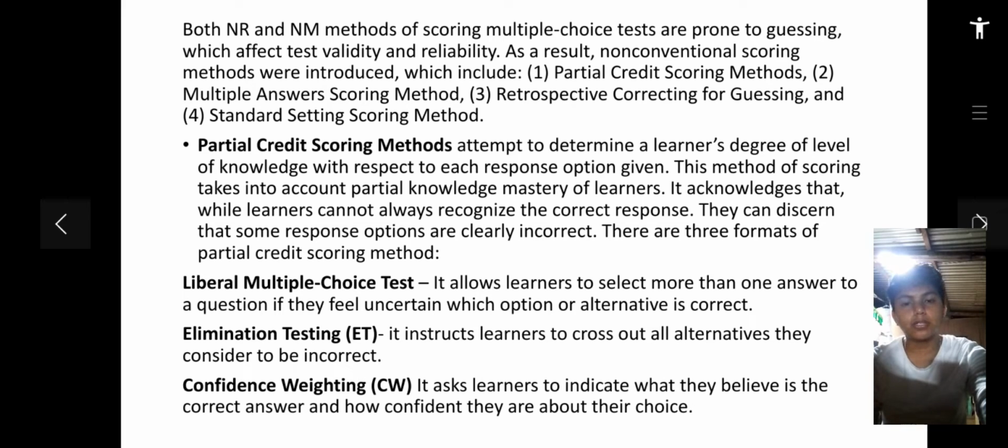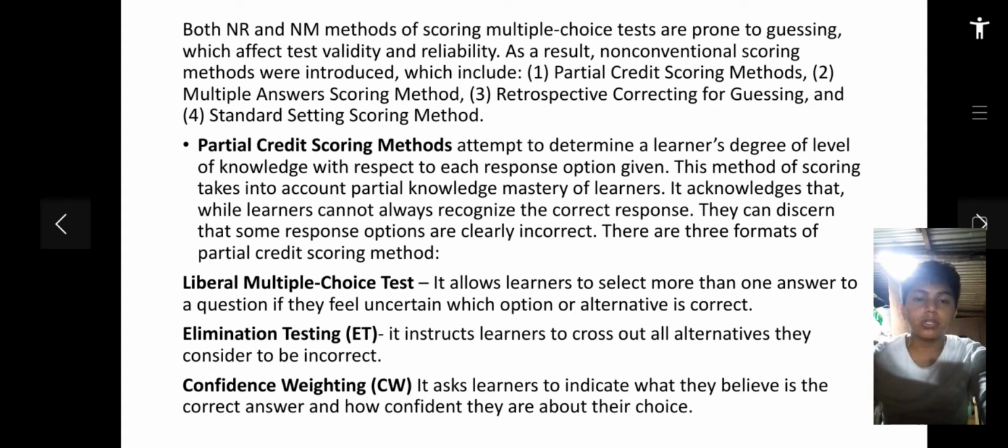Now we have partial credit scoring methods. These partial credit scoring methods make an effort to ascertain a learner's degree of expertise with regard to each available response option. So this scoring system accounts for learners' partial knowledge mastery. While acknowledging that students may not always know the right answer, they can tell that certain possible answers are obviously wrong. The partial credit scoring approach comes in 3 different formats. First is the liberal multiple choice test.